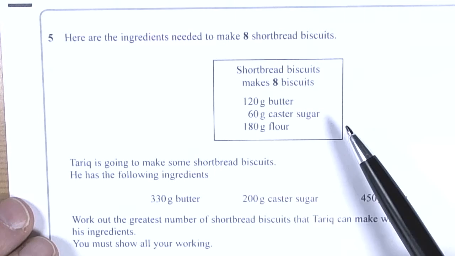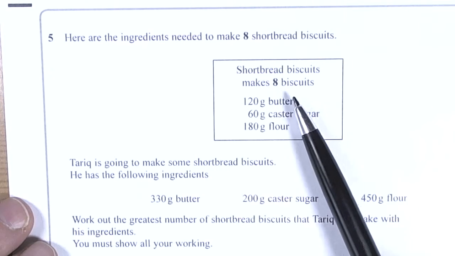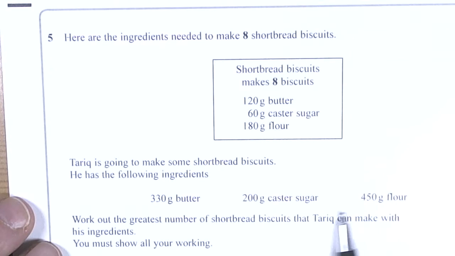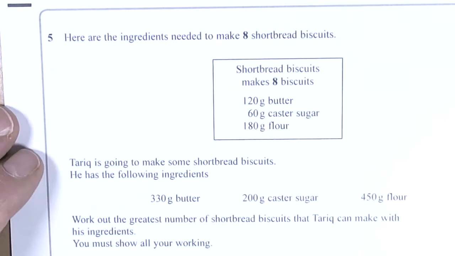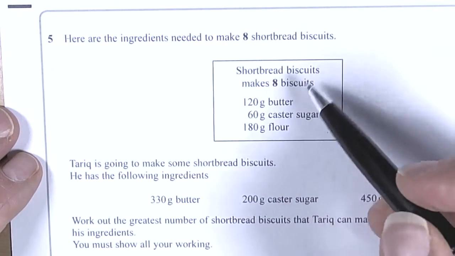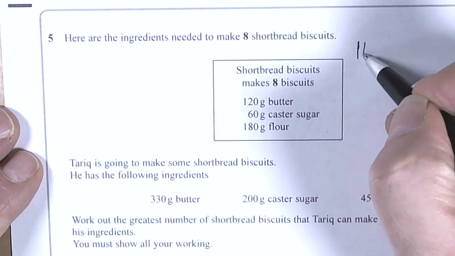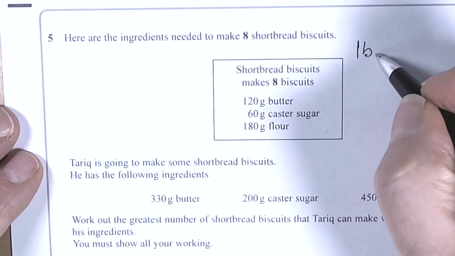So I have a question involving recipes here. We've been told a recipe for 8 biscuits, and it's got the following amount of ingredients, and we've got to work out the greatest number of biscuits that Tarek can make. Lots of ways of doing this question. We could decide on what's the answer for 1 biscuit, so that would seem logical. We're trying to make the greatest number of biscuits, so we'll go for 1 biscuit.